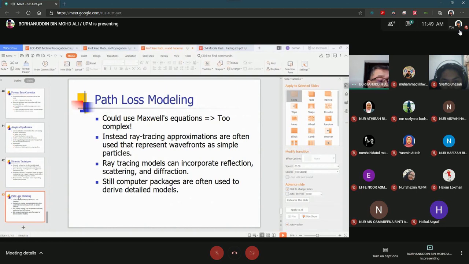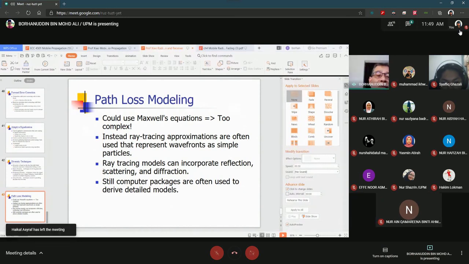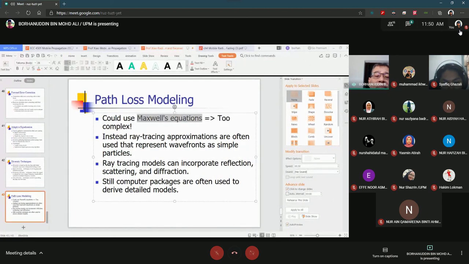Now, path loss modeling. We've seen this one, we've done it. So path loss modeling, they mentioned you can use Maxwell's equations. How many have heard of Maxwell's equations? You've done it in electromagnetic theory, I think. This is the basic equation for electrical and electromagnetics.